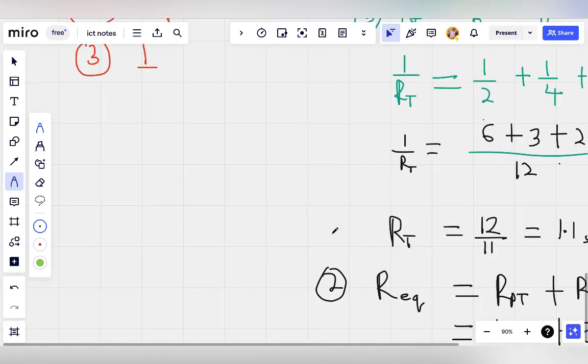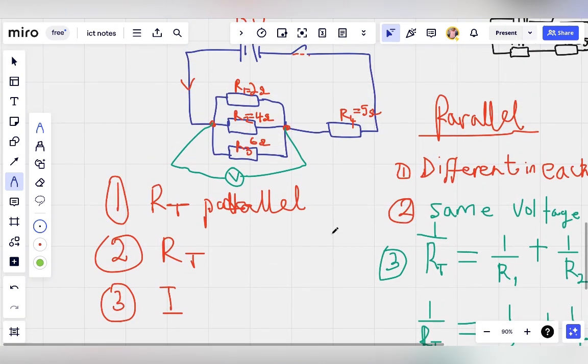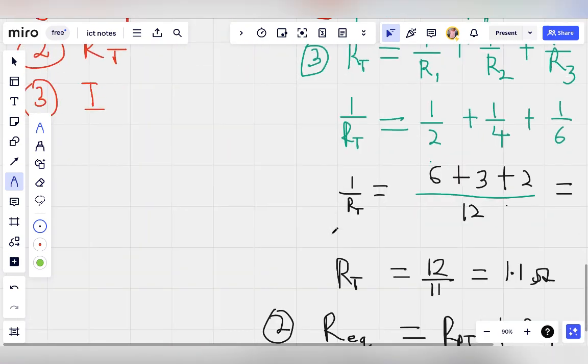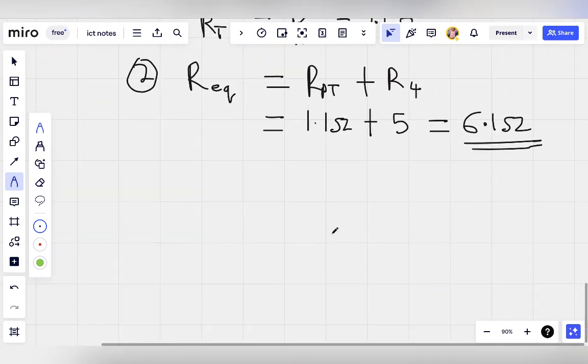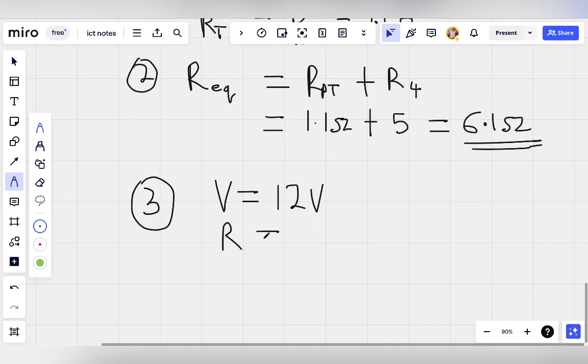Okay, the third question. What they want us to do is to calculate the total current flowing in the circuit. We're not saying the current in each branch yet. Before you can find the total current, remember we already know the voltage. The voltage is 12 volts from the battery. And we found the total resistance R is 6.1 ohms.